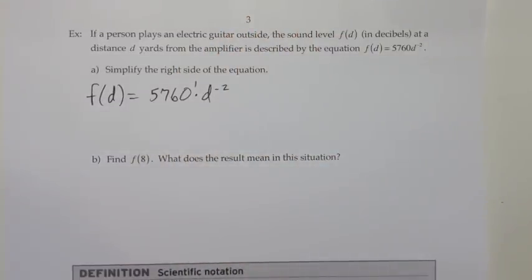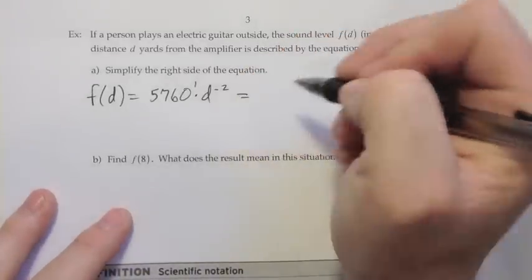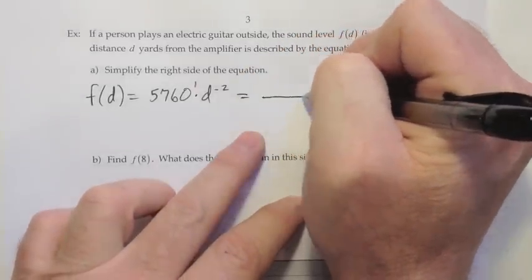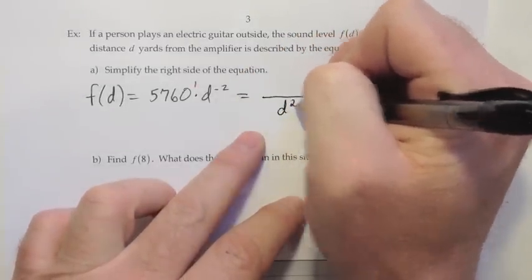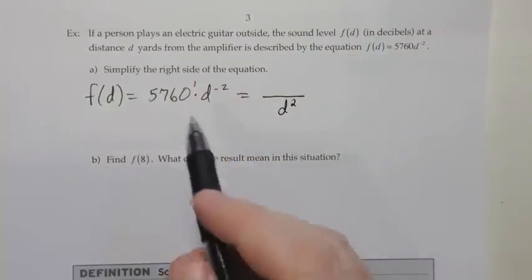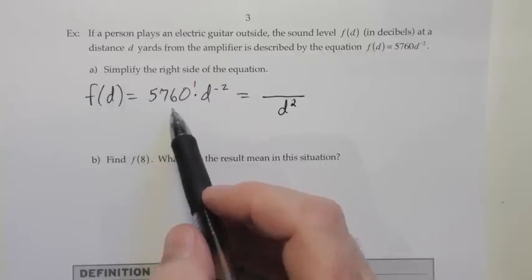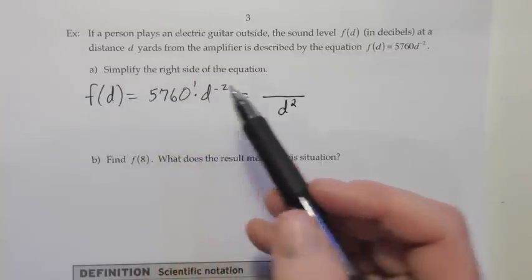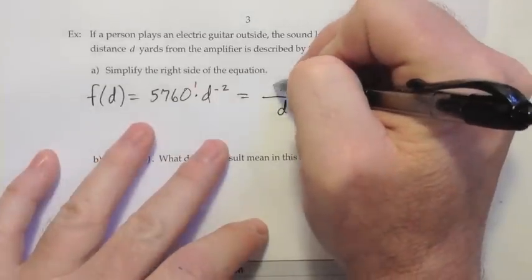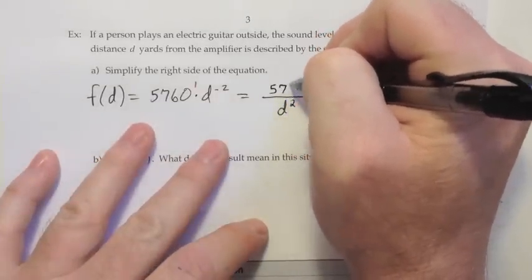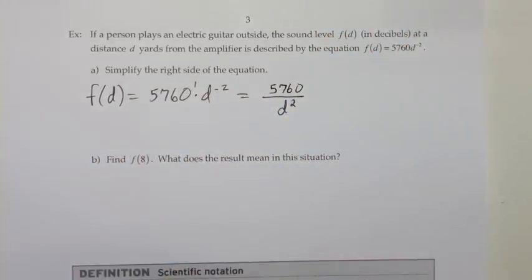And what's important to realize there is that when we get rid of that negative exponent, we're only going to move the d to the denominator and make that a d squared. We're not going to move the 5,760 down because its exponent was 1, which was positive, so that can just stay put. So that would be considered the simplified version of the function because it no longer has a negative exponent. And then they want us to find f of 8 and think about what that means in the situation.